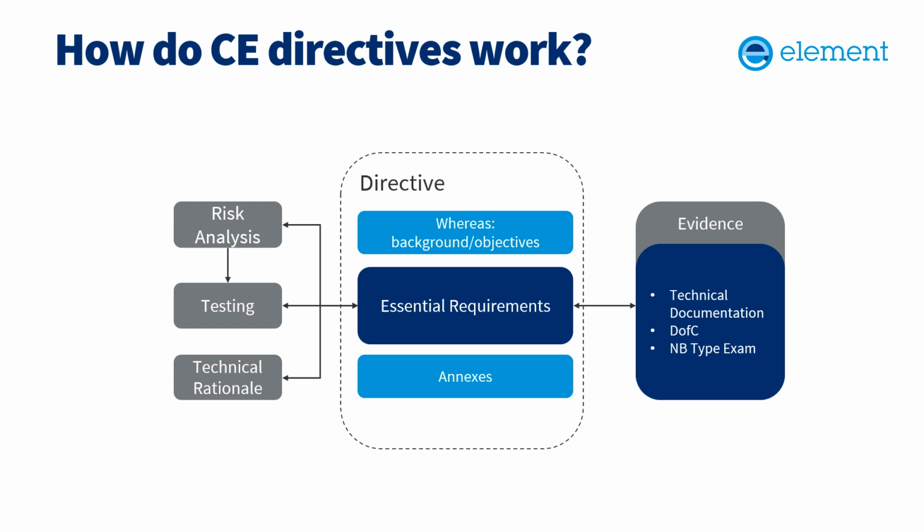And then on the right hand side, having done all of those two things on the left, there is a body of evidence that needs to be produced. And that evidence contains all of the technical documentation, declaration of conformity, which is the manufacturer's declaration that they are declaring that their product meets the requirements of this particular regulation, and also if a notified body has been used, the notified body type examination certificate.